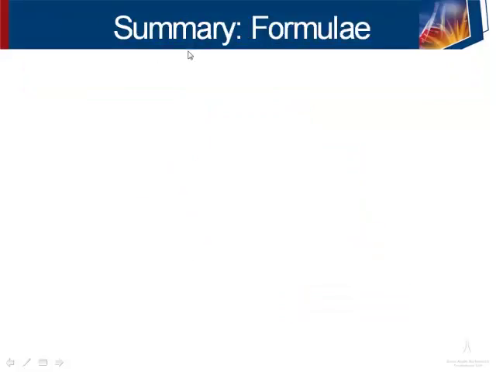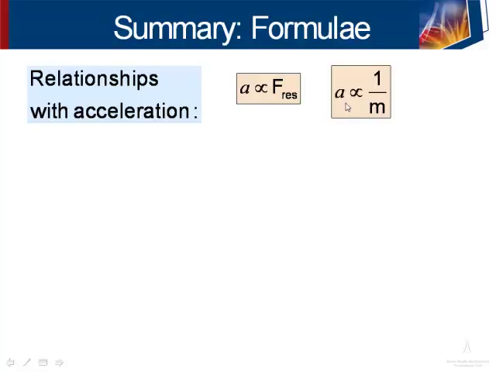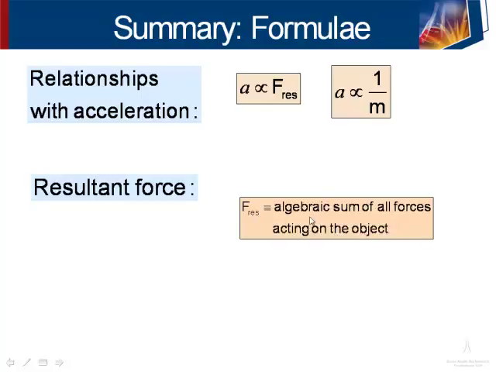We're going to conclude this DVD with a summary of the formulae and the definitions required. Relationships with acceleration: acceleration is directly proportional to the resultant force and inversely proportional to the mass, 1 divided by mass. The resultant force is the algebraic sum of all the forces acting on the object. So resultant force equals mass times acceleration. Remember, this is Newton's second law.